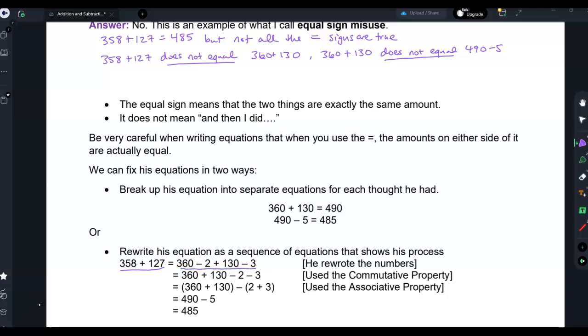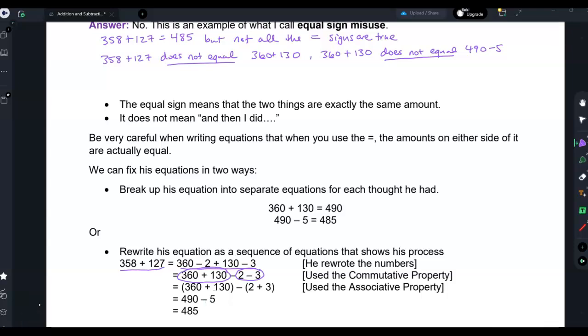Then we could use the commutative property. A lot of times when we do a mental math strategy, we're not aware of the properties that we're actually using. That strategy is actually using the commutative property, because it's saying, I don't want to do 360 minus 2 and 130 minus 3. I want to put the 360 and the 130 together because that's easier to do in my head. So let's use the commutative property and move those things around, and put the 2 and the 3 together. If this one was 2 more than it was supposed to be, and this one was 3 more, that's 5 more, right? So that's putting the 2 and 3 together.